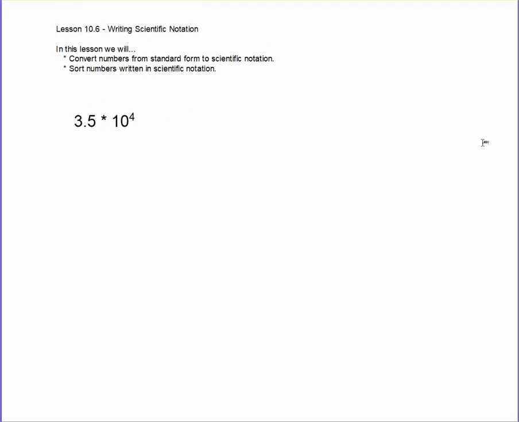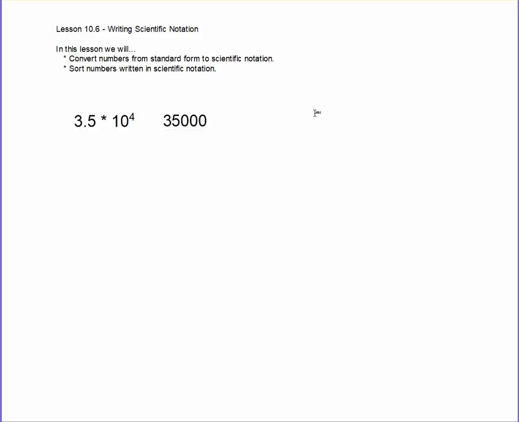In this case, this number is going to be 3.5 times 10 to the fourth. We could write 4 zeros, but since we already have a decimal place, we're going to write 3 zeros, so it's going to be 35,000. So 3.5 times 10 to the fourth is 35,000.